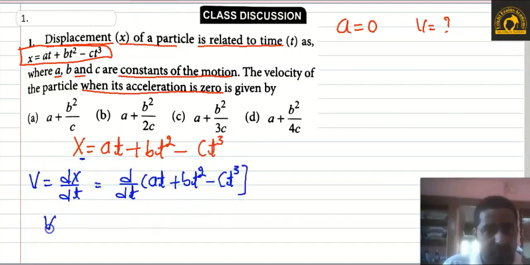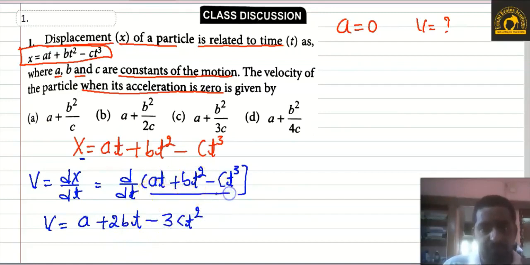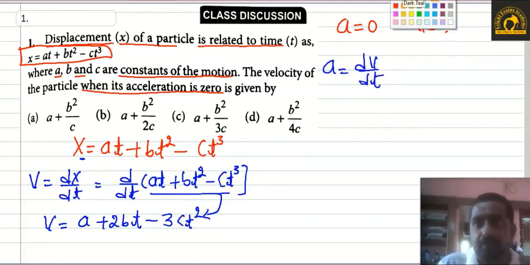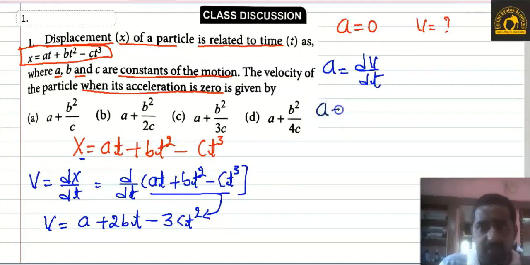So then differentiation, we get the answer is a plus 2bt minus 3ct square. So differentiation of this part, we get the answer is here. So then acceleration is equal to the rate of change of velocity, dv by dt. So then the acceleration is equal to d by dt of v value, how much?